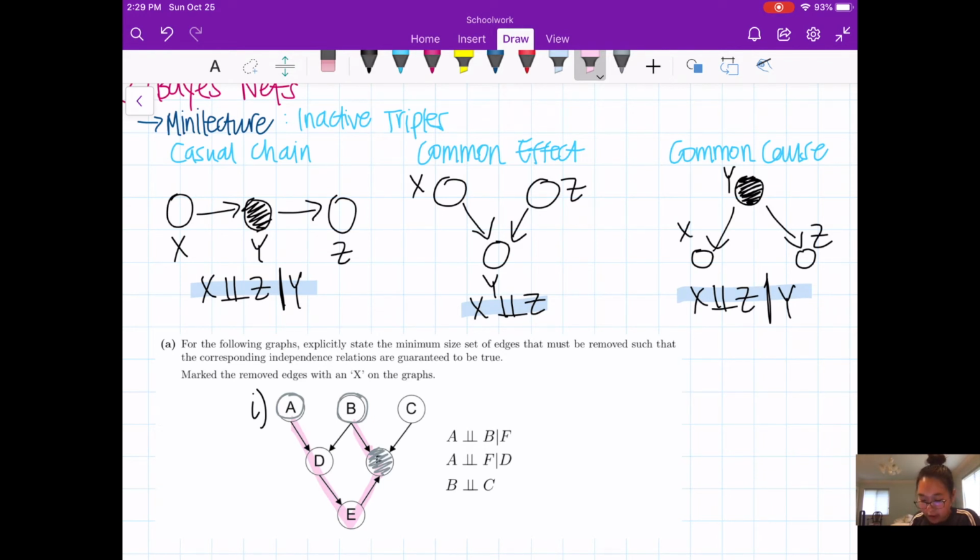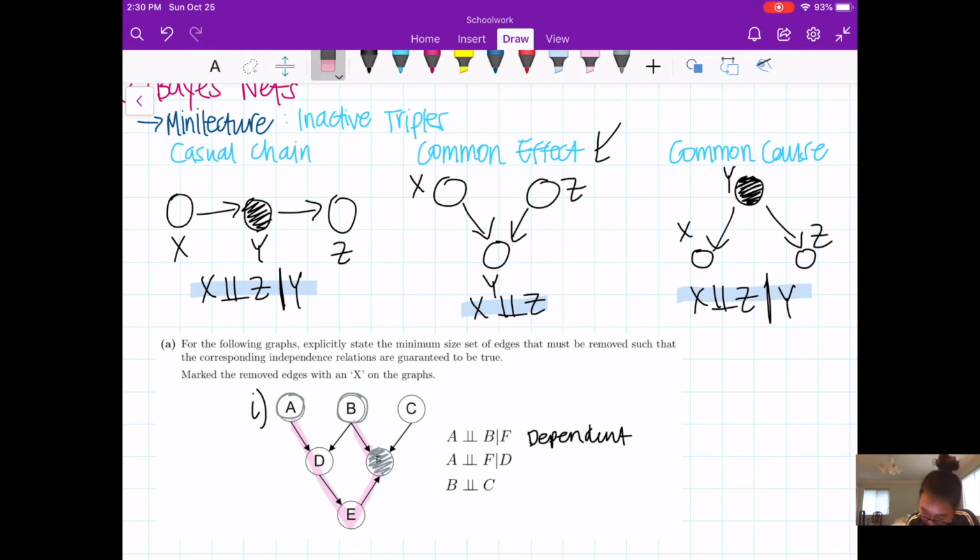And we can see here in this situation, F is known. That is actually the opposite of the common effect that I have drawn here, because in that situation, we do not know what Y is. So because of that, we know that right now, this is going to be dependent, or essentially that this independence relationship does not hold. So we will need to do something along this path in order to fix it and for this independence relationship to hold.